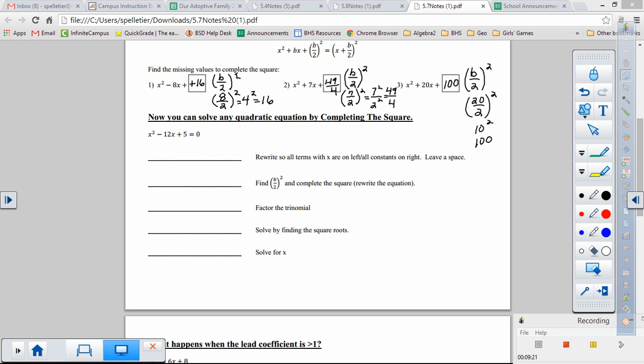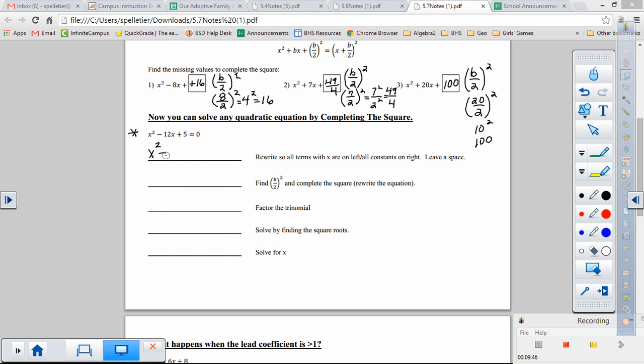And so we're using the example x squared minus 12x plus 5. You're going to rewrite so that all the terms with the x's are on the left and all the constants are by themselves on the right. And you need to leave a space because we're going to create a perfect square trinomial. This trinomial given to you is not a perfect square, so it will be very difficult to factor it. So let's go ahead and set it up.